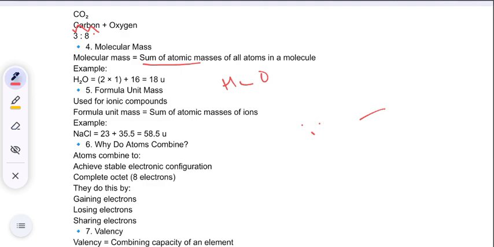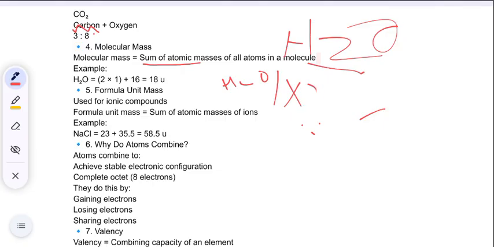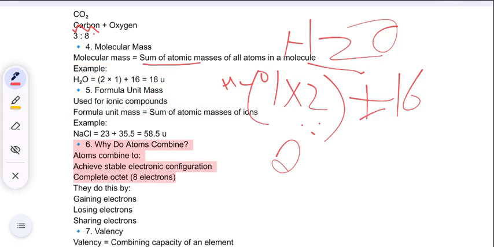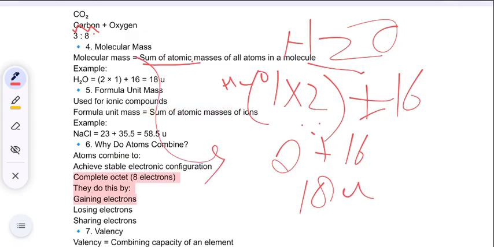If you have not understood, let me explain again. Here the compound's name was H2O. Atomic mass of hydrogen is 1, number of atoms is 2. Then the atomic mass of oxygen is 16. 1 into 2 plus 16, how much will it be? 18. And since you are writing molecular mass, the symbol for denoting it is small u. So I think this topic is now clear.